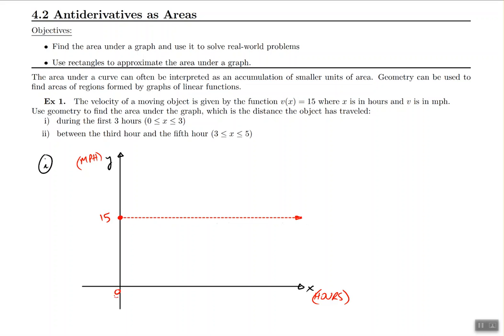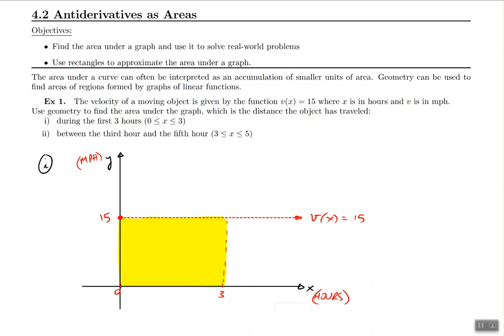So at time 0, the velocity is 15. After 1 hour, the velocity is 15. After 2 hours, same velocity forever. In the first part of the problem, we want the area under this graph, v of x equal to 15, between 0 and 3. Suppose 0 is right here and 3 is right there. We would like to know the area of this first rectangle. So how much space is inside the rectangle?